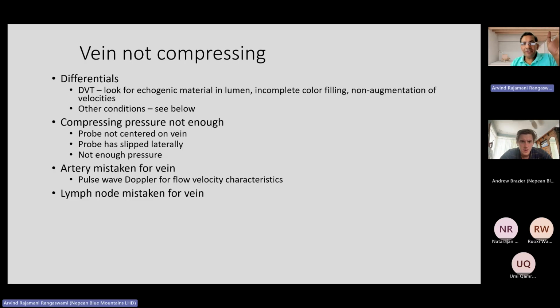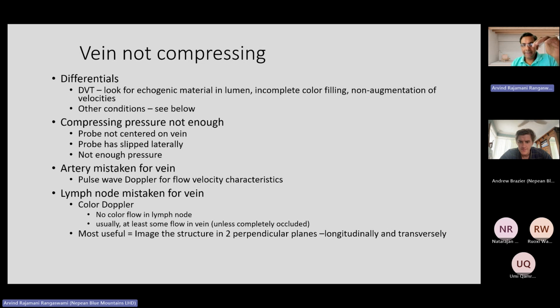And then a lymph node may be mistaken for the vein, as we said before. You can put color Doppler. You can also change the orientation between transverse and longitudinal, and a lymph node will not change in orientation.